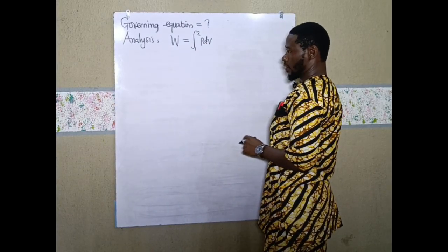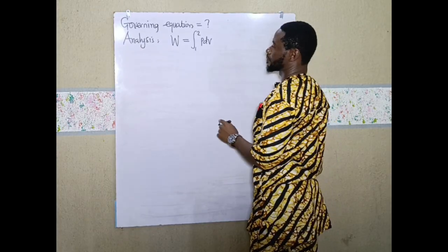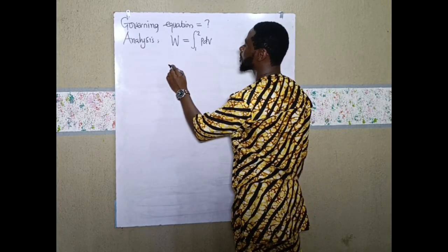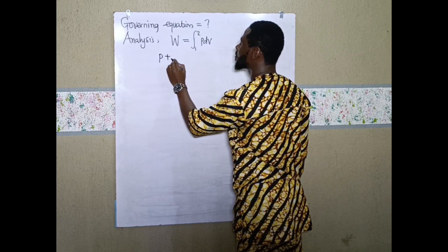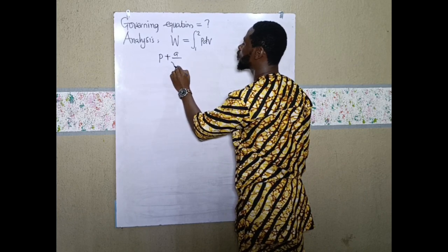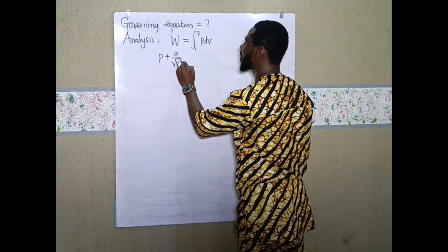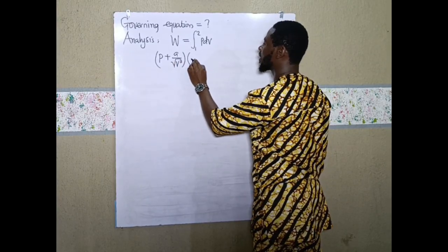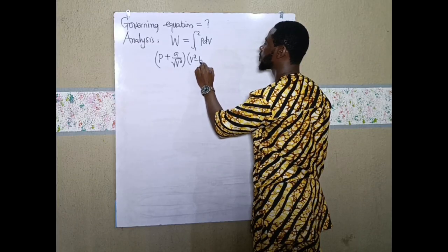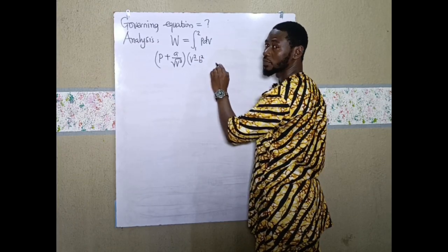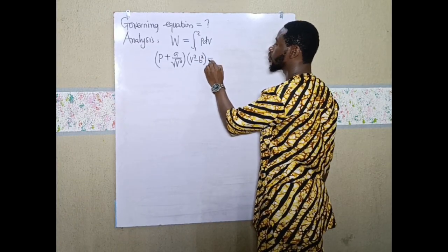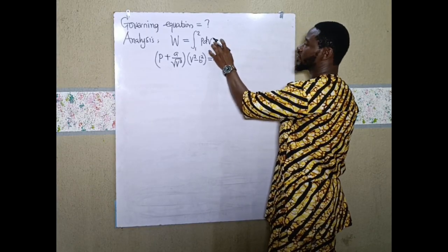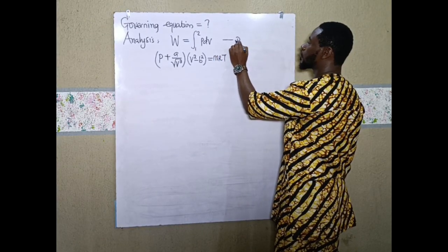The relationship of the real gas is given as (P plus A over square root of V raised to the power of 3) into brackets (V square minus B square) equals MRT. This first one, let's name it as equation 1.